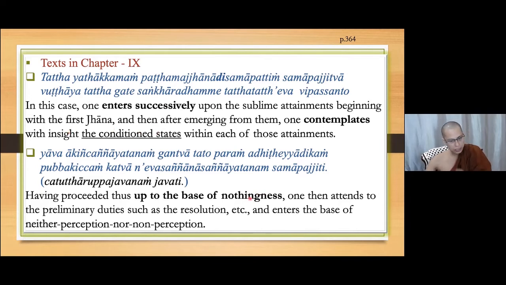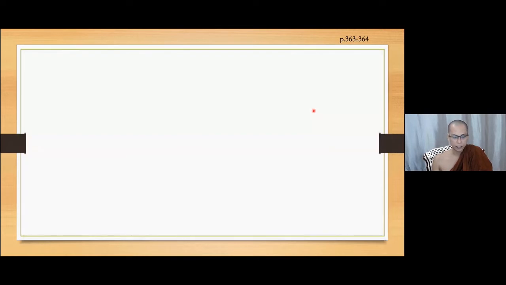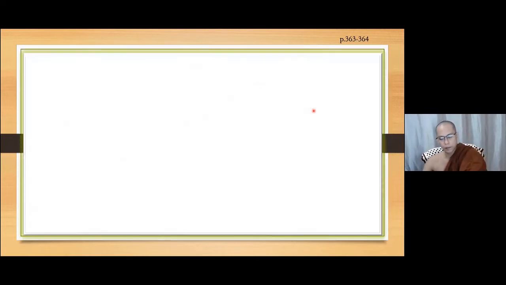After contemplating the conditioned states in the third immaterial jhana, which is the base of nothingness, he needs to perform the extra preliminary duties of cessation, such as the resolution. After that, when it is complete, he continues to enter the base of neither perception nor non-perception. This is how the Abhidhamma Sangha has explained. Based on these two explanations, we can identify the performance.